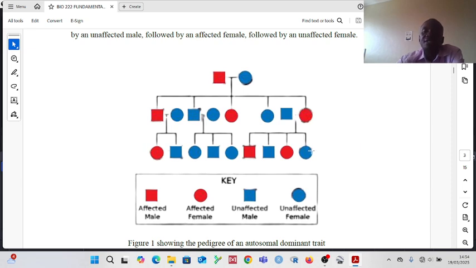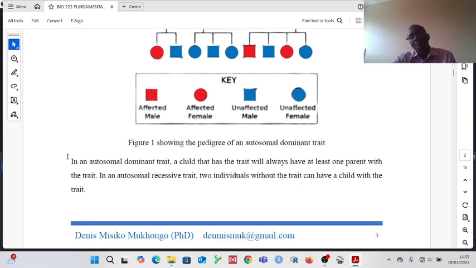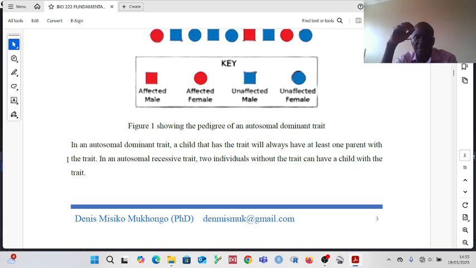What about the grandchildren of this couple in the third row? The first affected was female. The next to be affected was male. The third to be affected was female. Okay? So this is a pedigree showing us the pattern through which an autosomal dominant trait has been inherited. So it is an autosomal dominant trait.